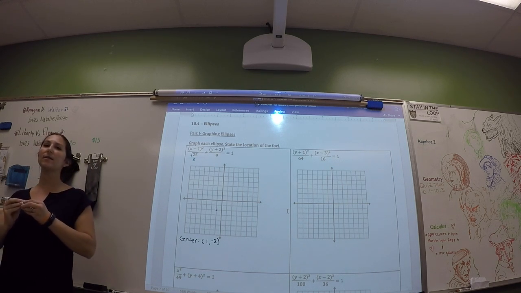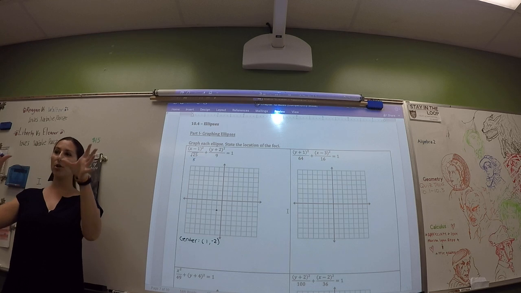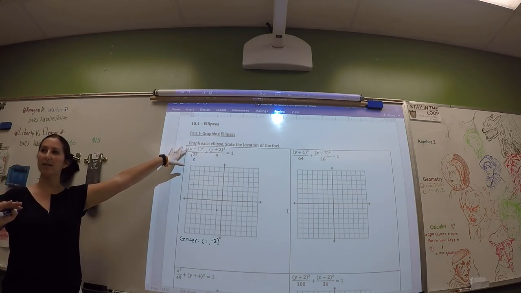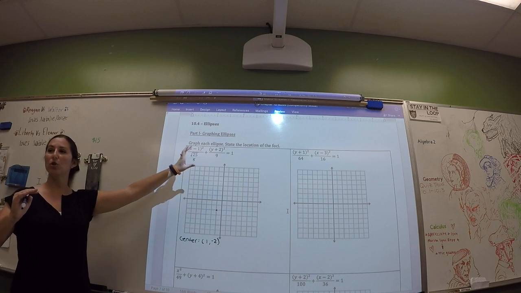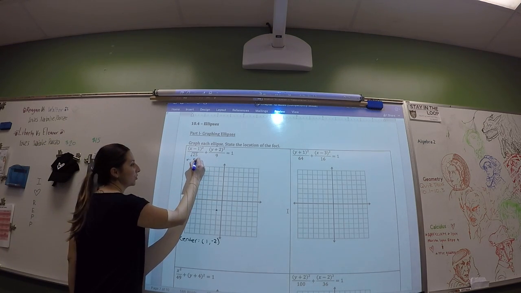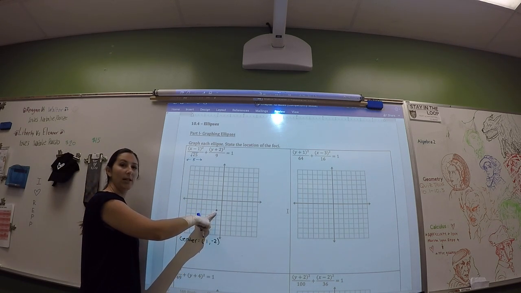Now because 25 is underneath the x's, do you see how it's under the x's and how 9 is under the y's? So because it's under the x's, we're going to move 5 in the x direction, which would be left and right, from the center.